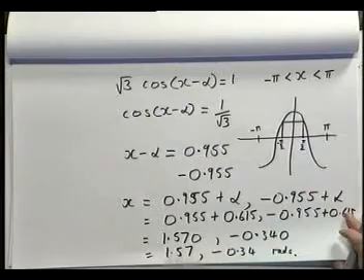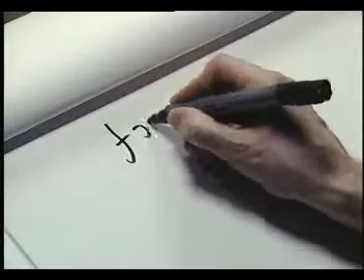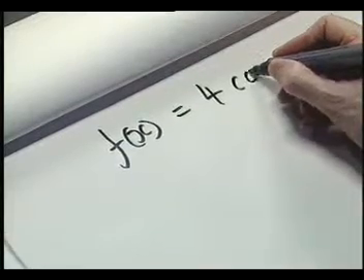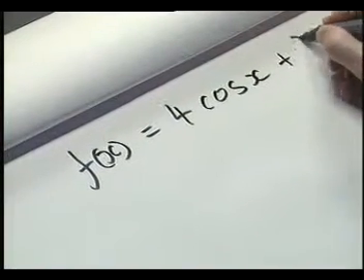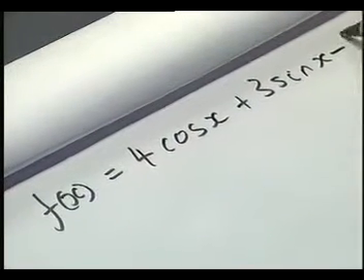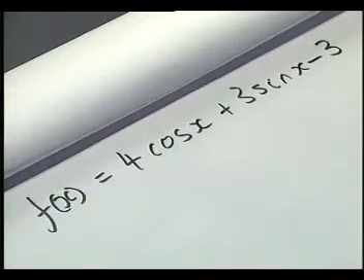Let's turn over. Now, let's have a look at what might be termed a calculus type example. In other words, a question that's going to involve us with maxima and minima. So, what about this function? F of x is 4 cos x plus 3 sine x minus 3. What are its turning points? What are its maximum and minimum values?